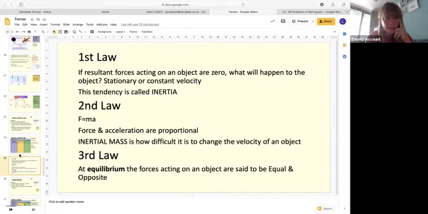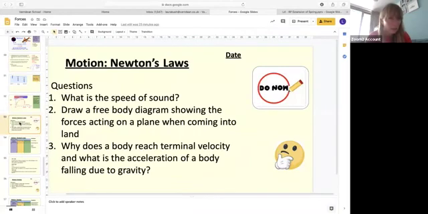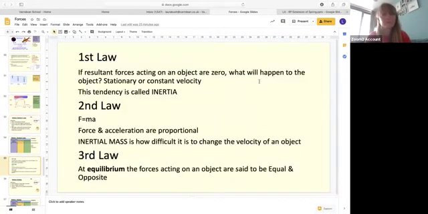Now, this tendency to be stationary or at a constant velocity is called inertia. Newton's second law is force equals mass times acceleration, and so force and acceleration are proportional. And the inertial mass is how difficult it is to change the velocity of an object. How much do I have to put in to be able to change the movement of it?